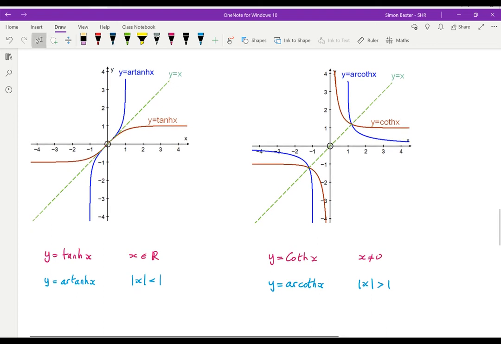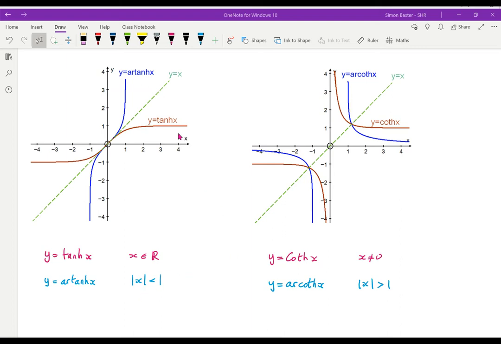Just looking at the others, when we have y equals tanh x, that lies between -1 and 1 and is defined for all real values of x. The inverse function, y equals artanh x, is only defined for x between -1 and 1, mod x less than 1.